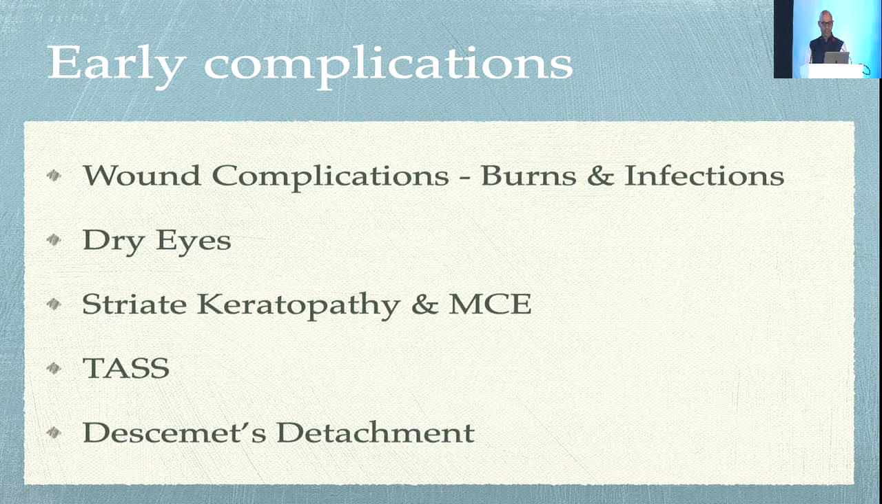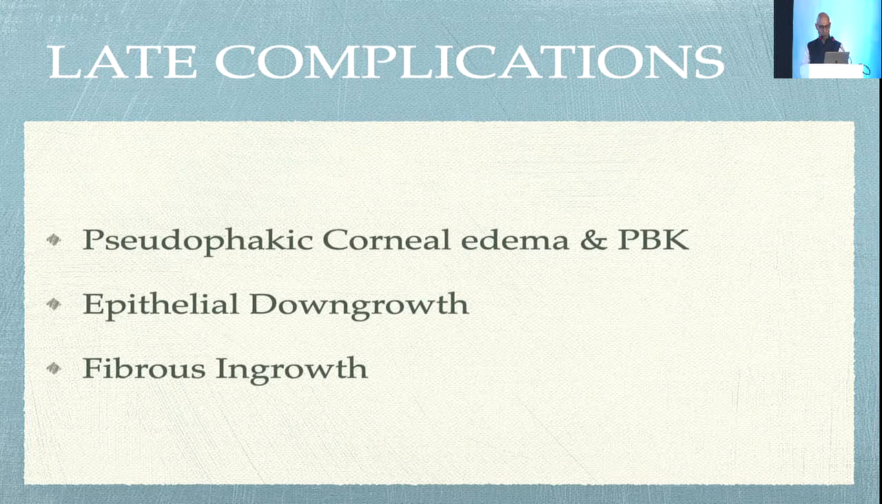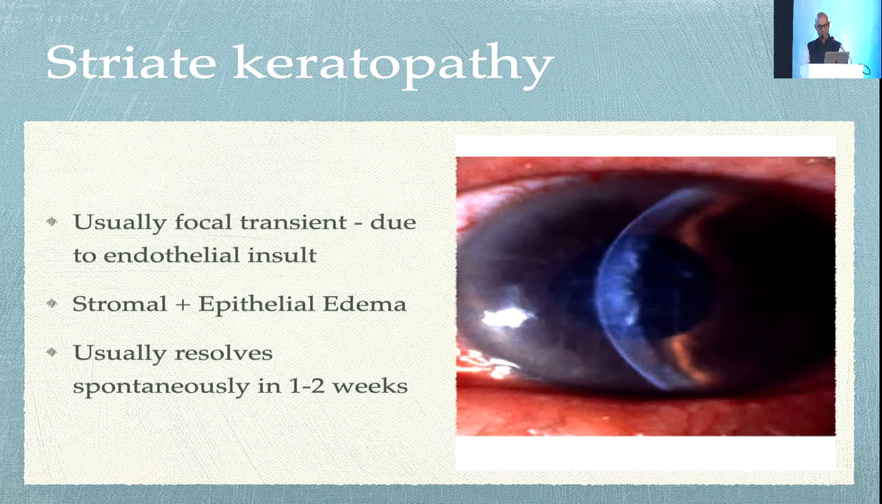Early postoperative complications you can have, again, because of wound burns. You can have leaks, you can have infections in your wound, dry eye, and striate keratopathy is something we very commonly see. Microcystic edema can be present because of raised intraocular pressure, and more feared complications like TASS can be there, and sometimes you can see a Descemet's detachment afterwards. Initially the cornea may be clear, but as the IOP comes down, sometimes the detachment may show up. Late complications are decompensation of the cornea, pseudophakic bullous keratopathy or pseudophakic edema, epithelial downgrowth, and fibrous ingrowth.